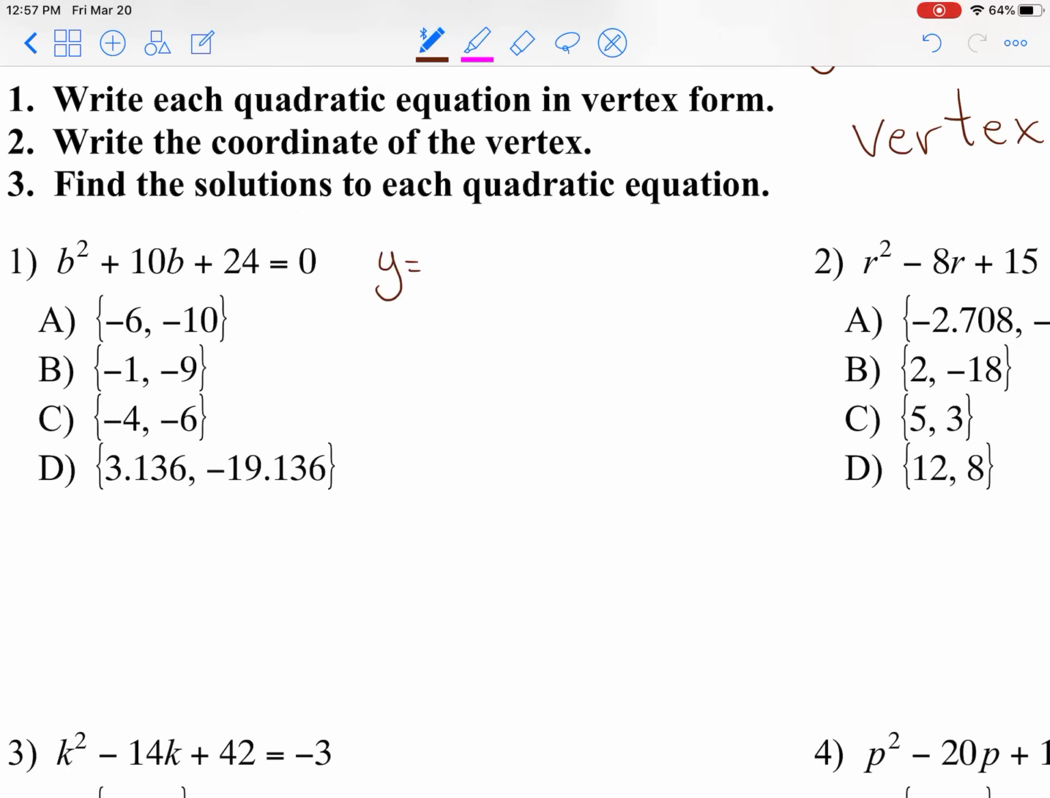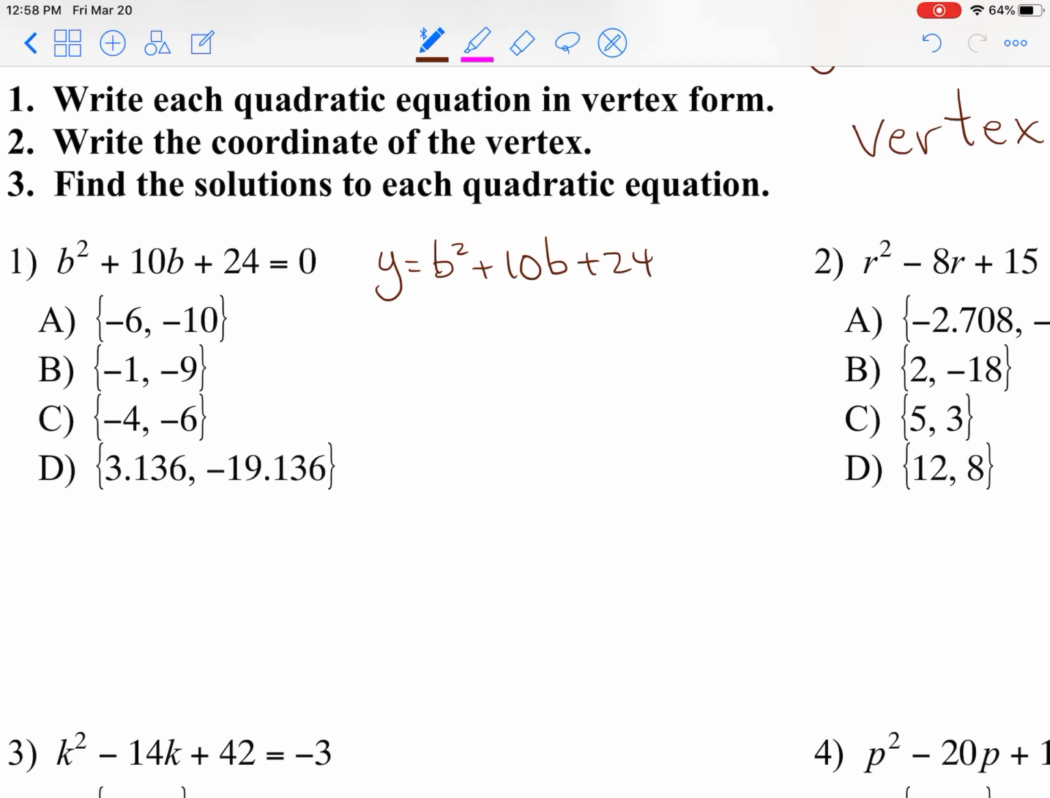So I'm going to go y equals b squared, plus 10b plus 24. So all I did was replace 0 with y, and that's cool. We can do that. If you don't like the b squared, then make it an x. If b's bother you, my b's kind of look like 6's, but I think we'll be all right.